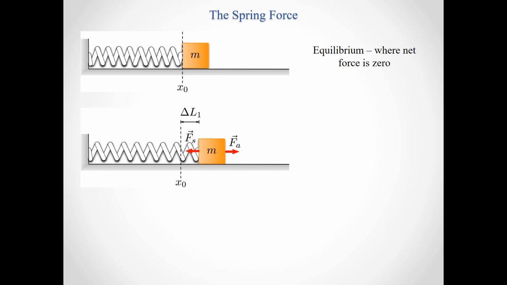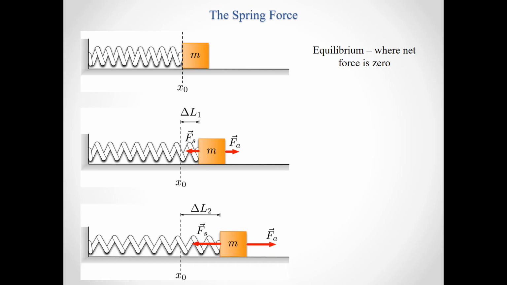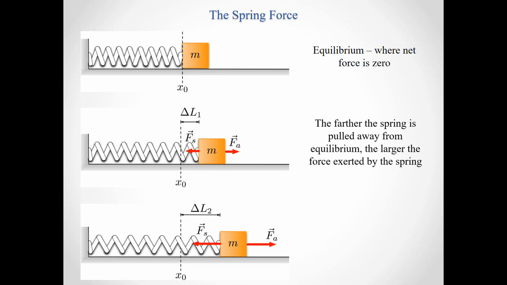So if I pull the mass to the right, there will be a spring force pulling the box back to the left. As I pull the mass farther away from equilibrium, the spring force grows larger. In the first picture, when I had pulled the mass a distance delta L1 away from equilibrium, the magnitude of the spring force is still relatively small because the distance delta L1 is not very large. When the mass has been pulled a farther distance, delta L2, away from equilibrium, the elastic force has grown significantly larger.